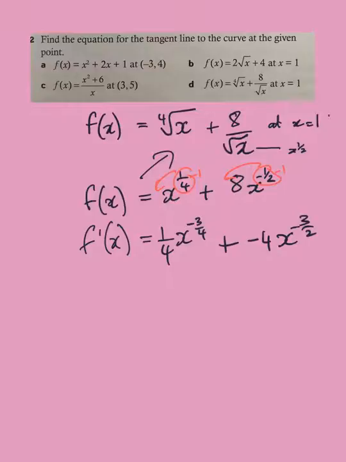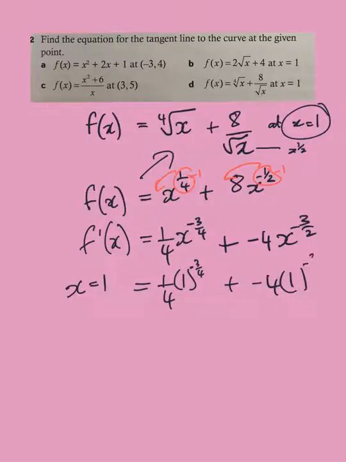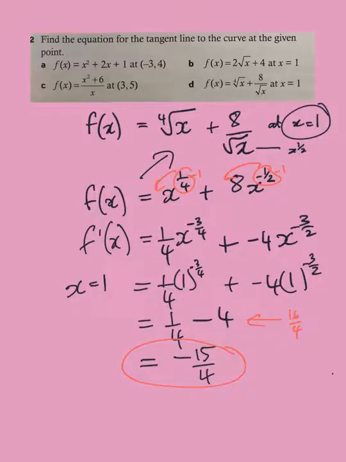It looks a bit scary, but they're only asking us for x is equal to 1, so that's being very nice to us. So now we find out what the gradient of the tangent is at the point x is equal to 1. So we just put that in. 1 to the power of negative 3 on 4, what do you think that's going to be? Plus negative 4, 1 to the power of negative 3 on 2, what do you think that's going to be? You guessed it. It's just 1 on 4 minus 4. Okay, so let's simplify that down. If you think of this 4 as being 16 on 4, we're going to end up with 1 on 4 minus 16 on 4, which is negative 15 on 4. And that's the gradient of the tangent at that point.